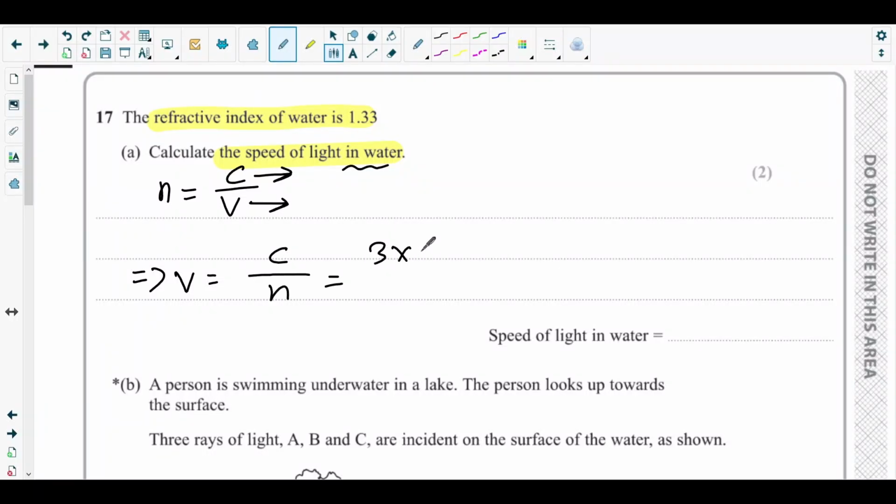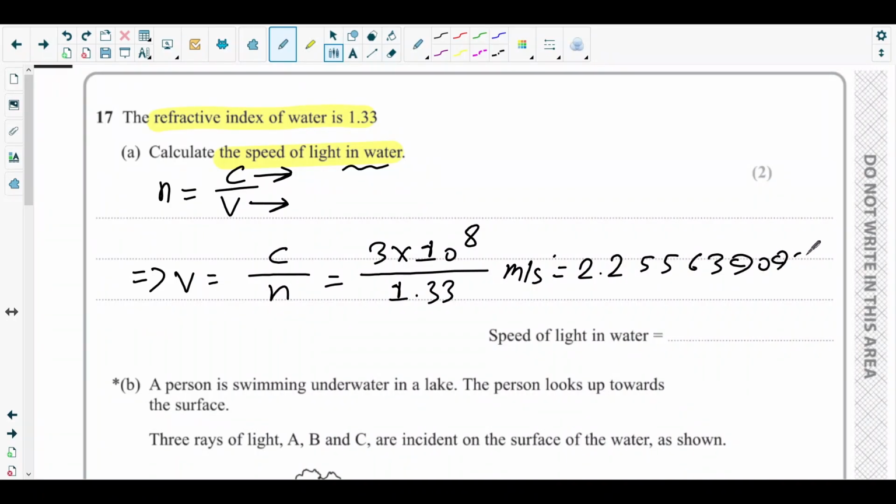So c is 3 times 10 to the power 8 over 1.33, that much meter per second. So you will get the speed of light in water. It is 3 times 10 to the power 8 divided by 1.33. So that would be, if I write, it is basically 2.25563908 times 10 to the power 8 meter per second.